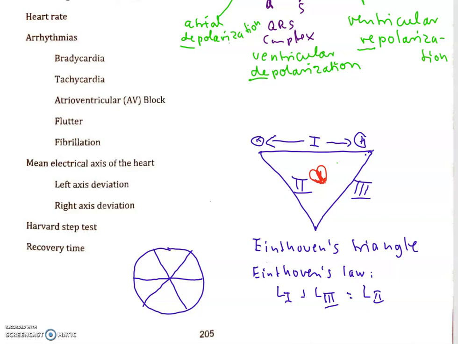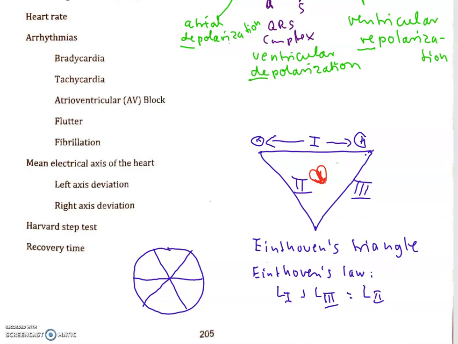Nowadays, of course, they're adding also the 3 augmented leads and then the 6 chest leads, and so that makes it a 12 lead EKG for a perfectly well-rounded picture of your electric activity through the heart. So anyway, I would like you to know Einthoven's triangle, a configuration of 3 leads, and I would like you to know Einthoven's law. I know it's not in here, but I want you to know it anyway.